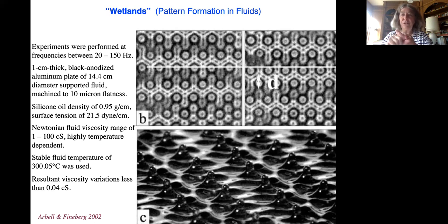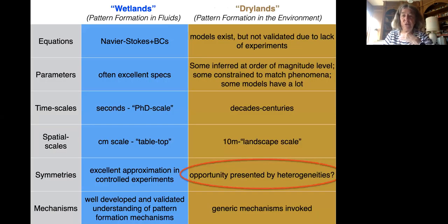The viscosity may vary, but they can control it with the temperature. They can run the experiment at a completely stable fluid temperature, so that there isn't much variation within this viscosity. So it's just beautifully controlled. And then I'm trying to switch over to doing something where I'm losing all of those points of contact. I don't know the equations. I don't know the parameters. The time scales are super long. The length scales are long, which is an advantage because then you can use satellite images to get some stuff.